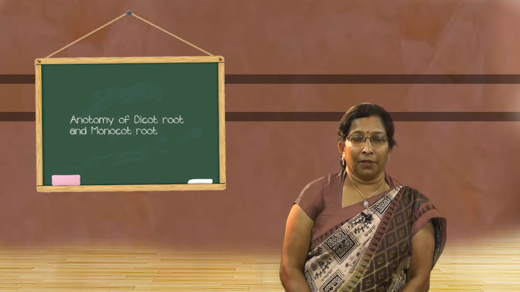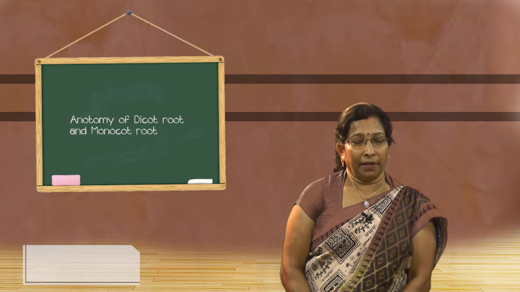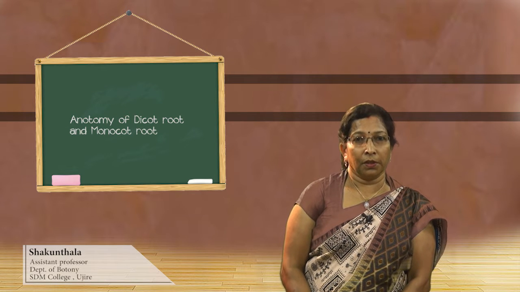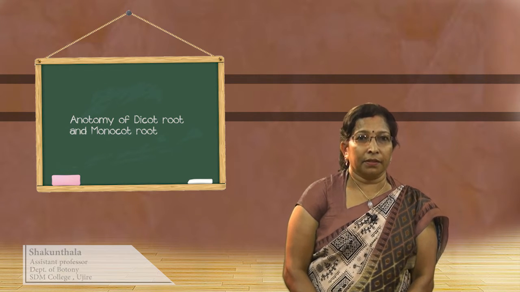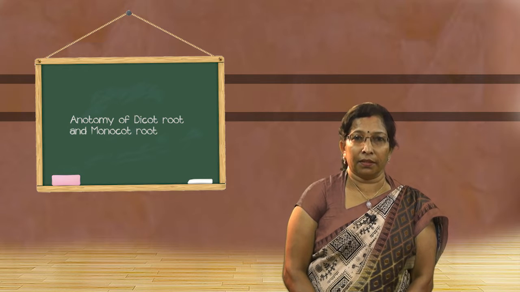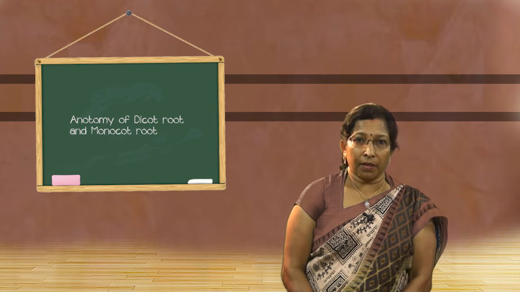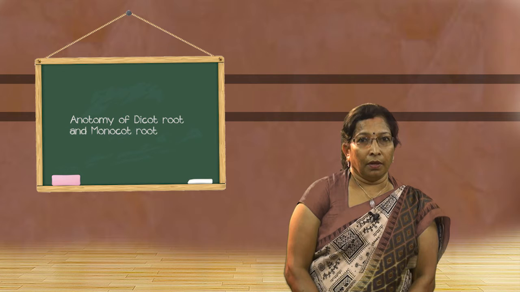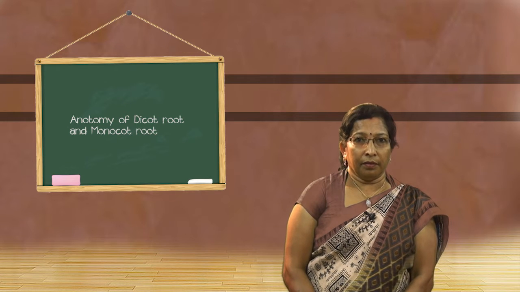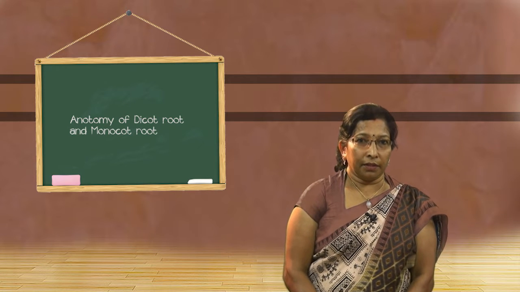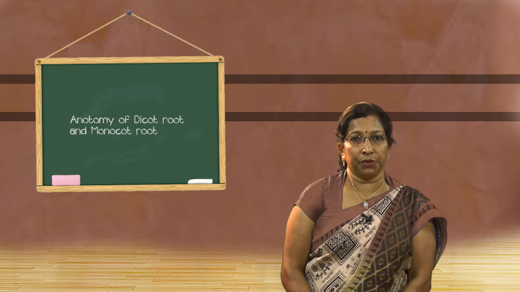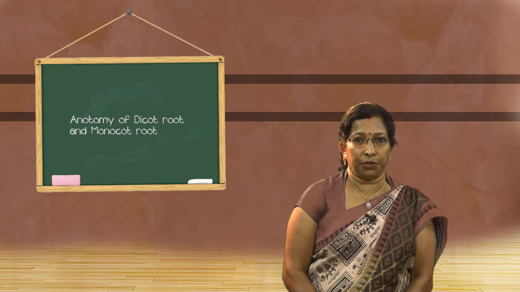Hello students, today we are going to study the anatomy of root. Anatomy is defined as the study of internal structure of various parts of an organism. In plant anatomy, basically there are three tissue systems: epidermal tissue, ground tissue and vascular tissue.